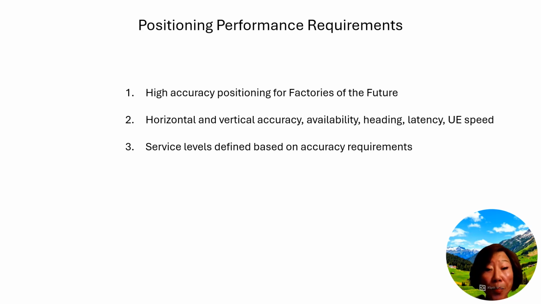Okay, positioning performance requirements. Positioning requirements are categorized into service levels. For example, service level 7 requires horizontal and vertical accuracy of less than 0.2 meters, 99% availability, and latency of less than 1 second. This level of accuracy often requires the integration of multiple positioning techniques such as GNSS, cellular positioning, and inertial sensors.